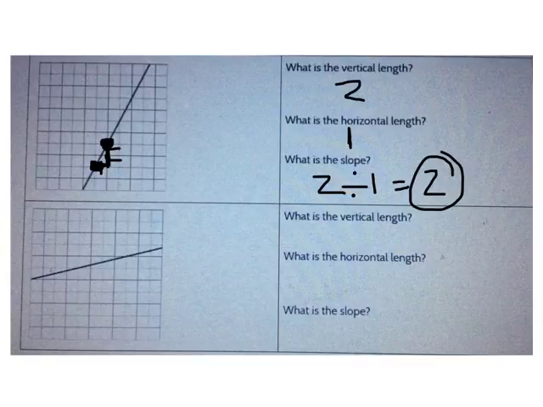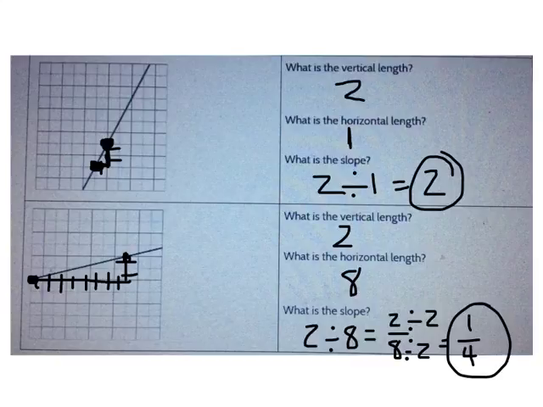Now let's do another line. Find 2 perfect points on that graph. Then find the vertical length, the horizontal length, and the slope. Enter your slope in the box. For this example, you could have found a triangle with a vertical length of 1 and a horizontal length of 4. Or you could have found a triangle with a vertical length of 2 and a horizontal length of 8. Either way, that would have led to a slope of 1/4. The slope of this line is 1/4.